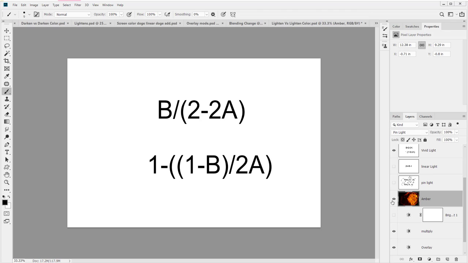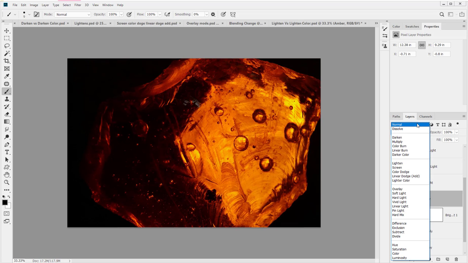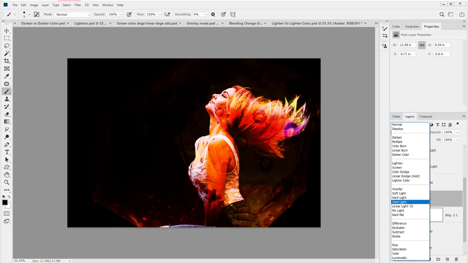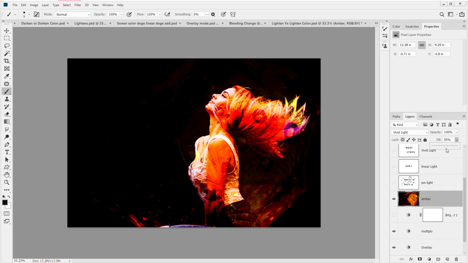Let me pop in over here. We'll take a look at vivid light first. So right now we have it on pin light. Here it is normal. Let's set it to vivid light. That's actually very beautiful. Let's take a look at what the fill opacity does as compared to the opacity. I think that works quite well. You can use the fill opacity to remove a lot of the clipping that's occurring.